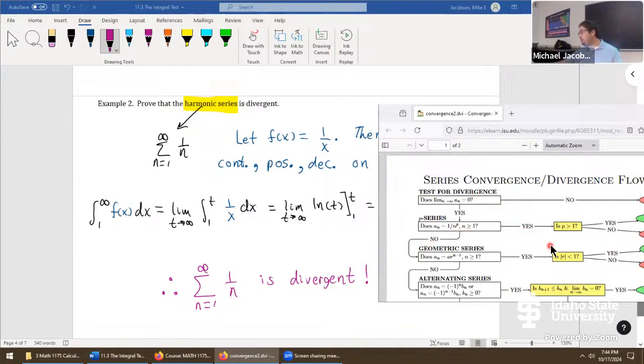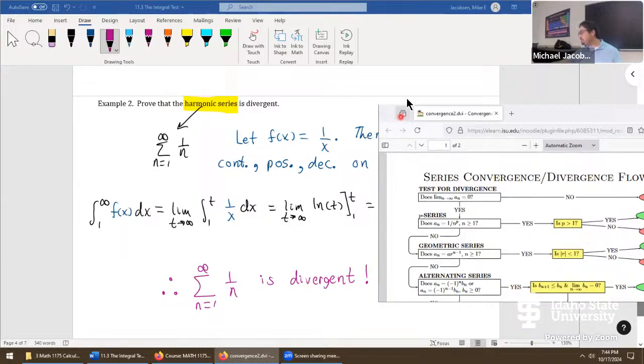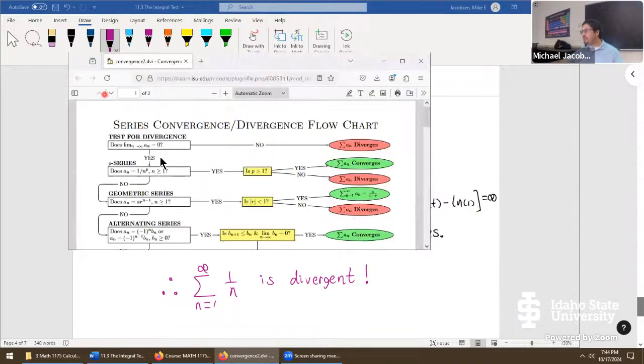If the power is less than 1, or hang on, I'm on the wrong one. I'm not too sure how to scroll on that. If the power is greater than 1, we say yes, it converges. But if the power is less than or equal to 1, that's the no case, and it diverges. The case where the power is exactly 1 is the first case where divergence occurs. The negation of this would be less than or equal to 1.